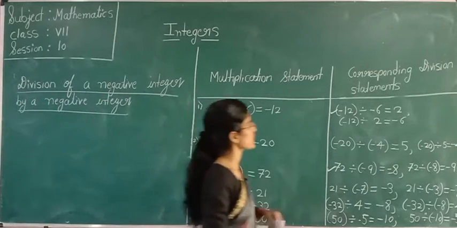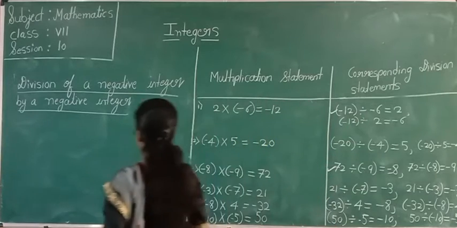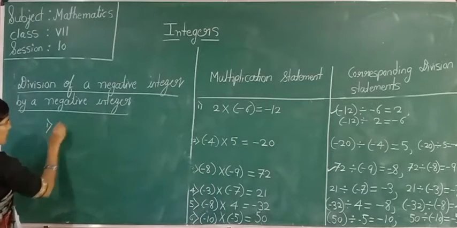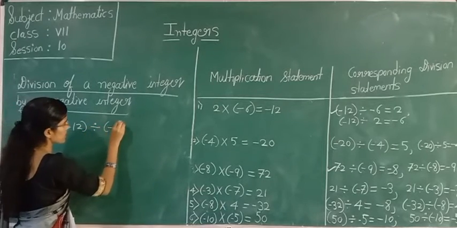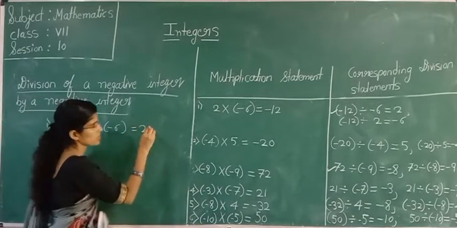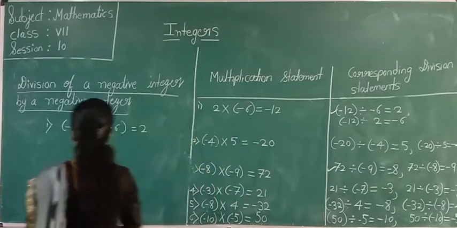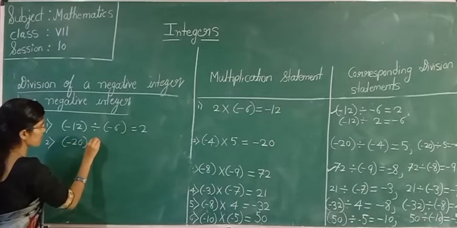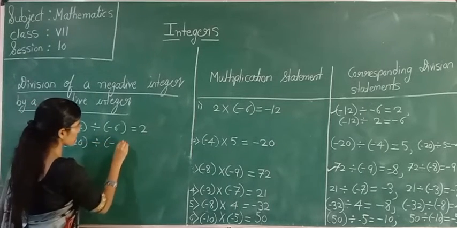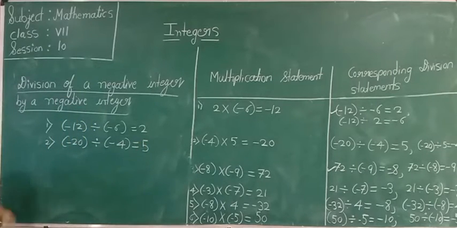From this we will see minus 12 divided by minus 6. Minus 12 divided by minus 6 is equal to 2. Minus 20 divided by minus 4 is equal to 5. Okay. From these two statements, what can we conclude?